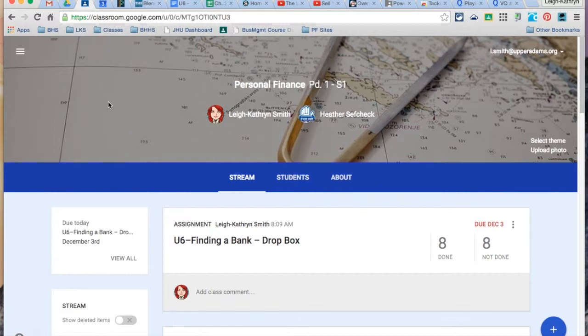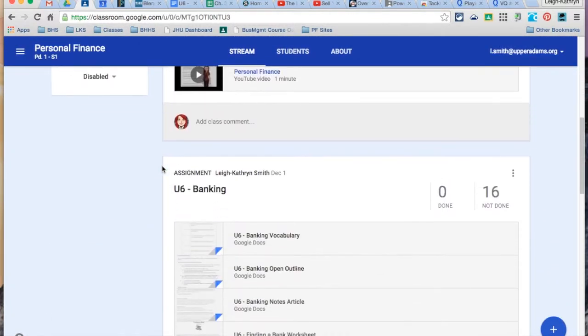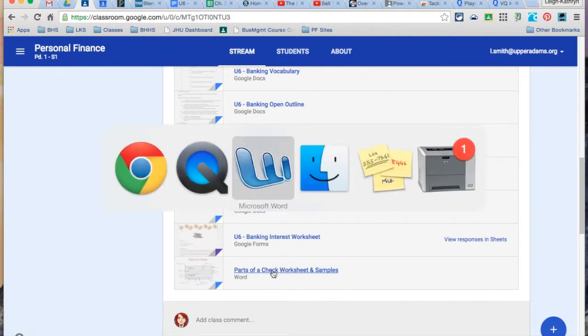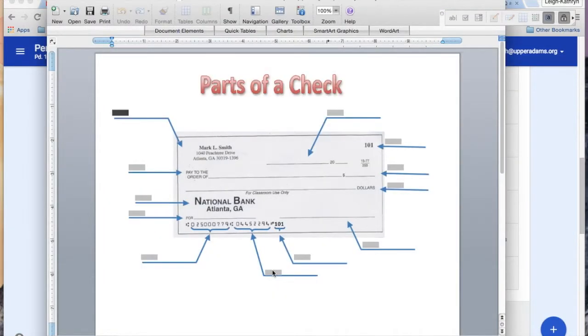But we need to get into the actual checking part of this unit that we're in. So if you would scroll down to the Unit 6 Banking, at the very bottom right here, you'll see parts of a check, worksheet, and samples. Please open it. You're going to have to download it as a Word document. It has to be in Word because it's a form to actually complete.